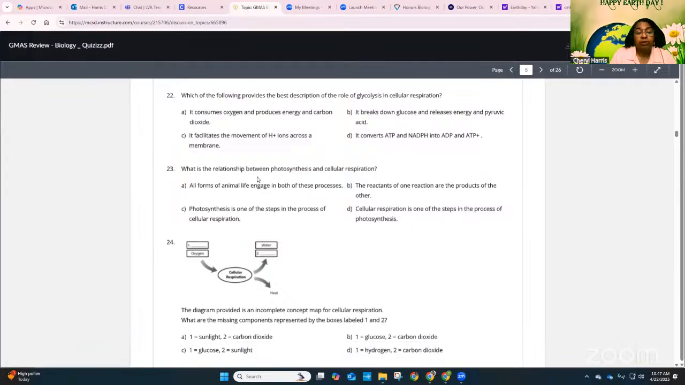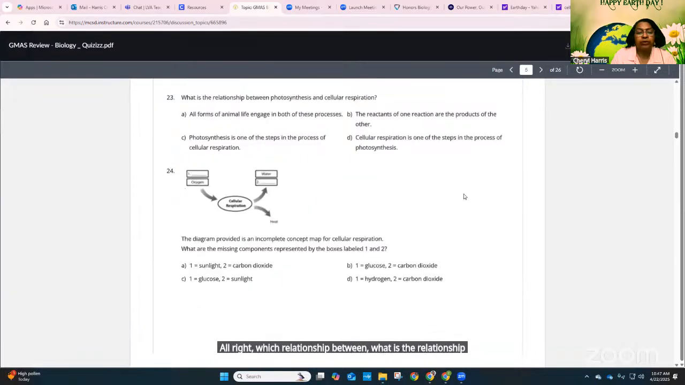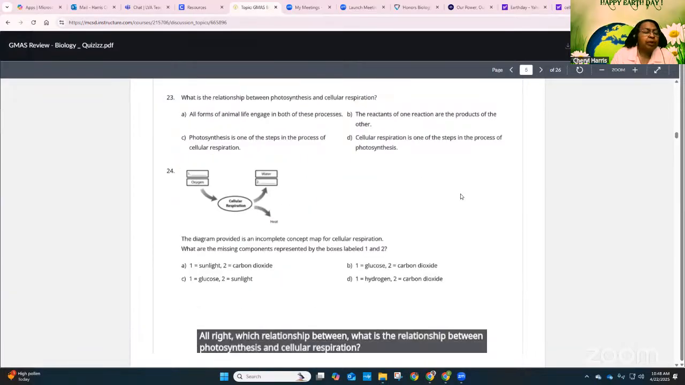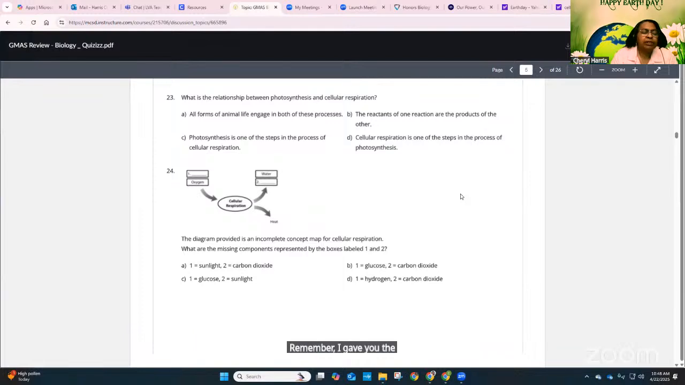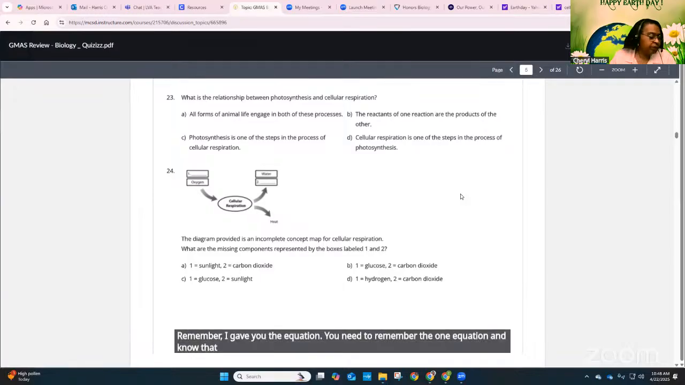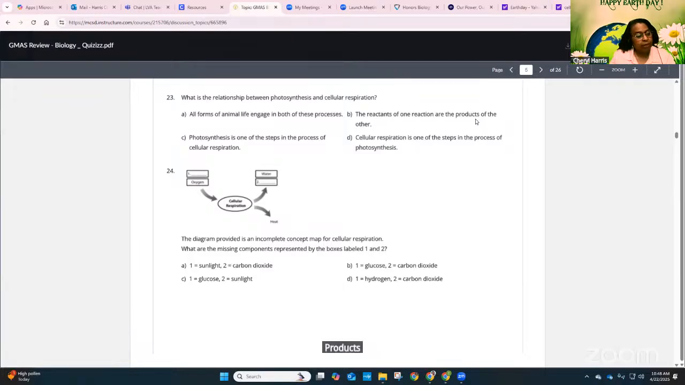All right, what is the relationship between photosynthesis and cellular respiration? Remember, I gave you the equation. You need to remember the one equation and know that it's the same thing forwards and backwards. So basically what it is saying in B is the reactants of one are the products of the other. Reactants are the things that go into the chemical equation. Products are the things that come out of the chemical equation. So that's taking us to 24.